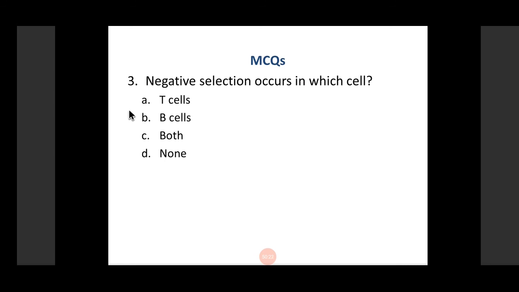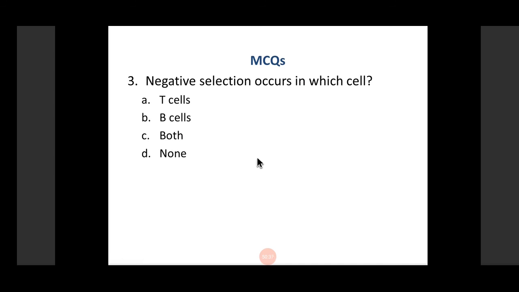Number 3, negative selection occurs in which cell? T cells, B cells, both, none. Quick answers. Excellent. Very good. So negative selection occurs during the maturity of T cells in the thymus and B cells in the bone marrow.